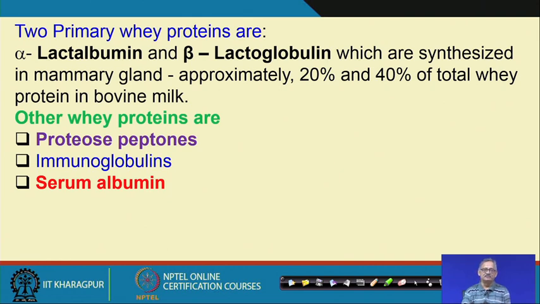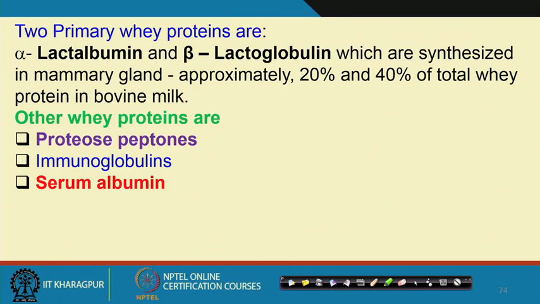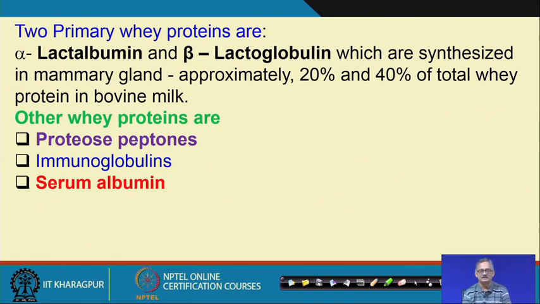One is α-lactalbumin and the other is beta-lactalbumin, right? They are synthesized in the mammary gland, and approximately 20% and 40% of the total whey protein in bovine milk is composed of alpha and beta lactalbumin respectively. Alpha lactalbumin 20%, beta lactalbumin 40%. So this 20 and 40 are in the total protein present in milk, right? And they are synthesized in the mammary gland of the mammals, right?